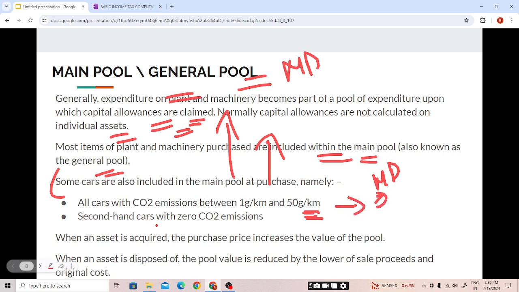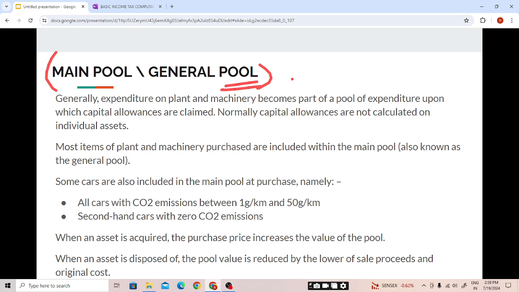Second hand cars with zero CO2 emission are included in the main pool. Now we are only just classifying the assets, under which category which asset will come, and then we'll be looking at the AIA, FIA and WDA. So I hope this is clear.